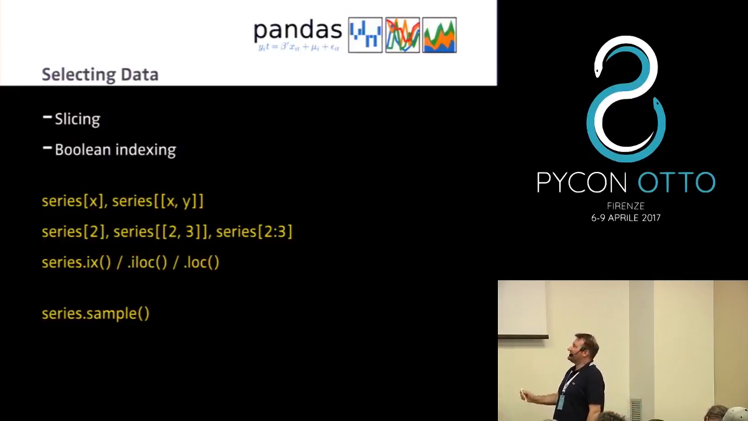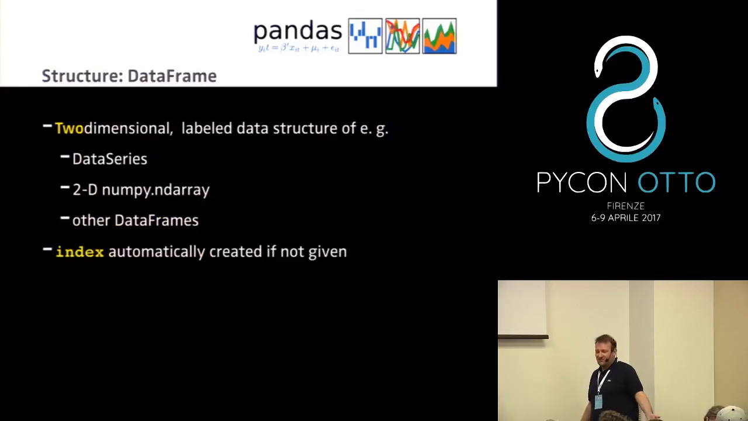What's next? Data frames. The data frame is quite simple. It's a two-dimensional labeled data structure, made out of data series, 2D NumPy arrays, or other data frames. So basically, we can put a lot into data frames. The same applies: the index is automatically created, and basically the index glues together the series. All the series have the same index, and this is what keeps track of the rows.